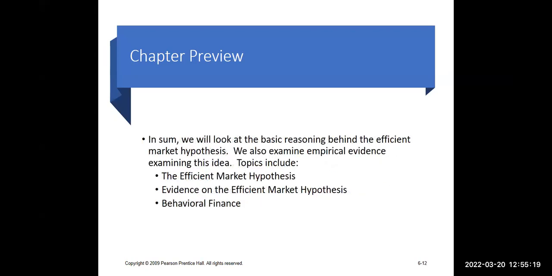In summary, we will look at the basic reasoning behind the efficient market hypothesis. We will also examine the empirical evidence examining this idea. The topics in this chapter will include the efficient market hypothesis, evidence on the efficient market hypothesis, and behavioral finance.